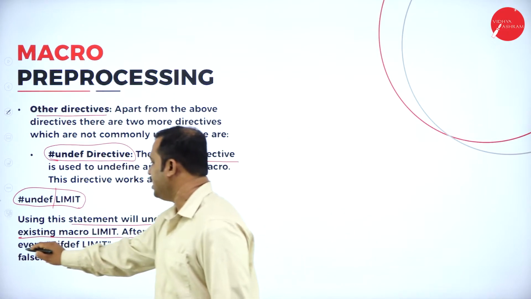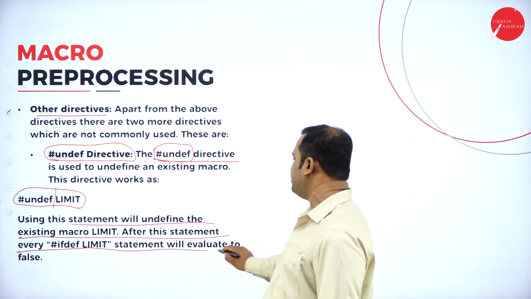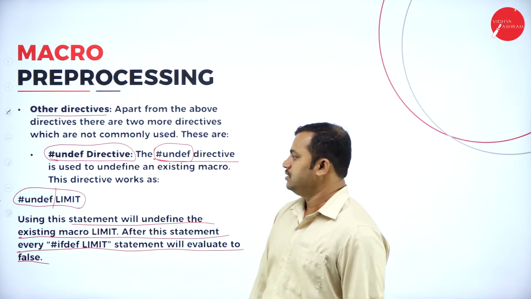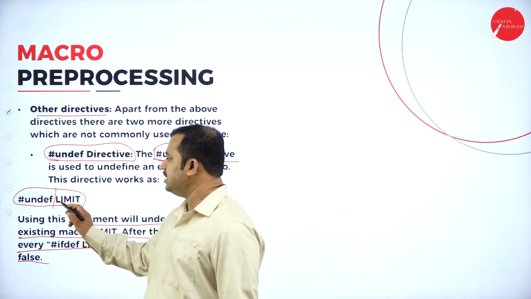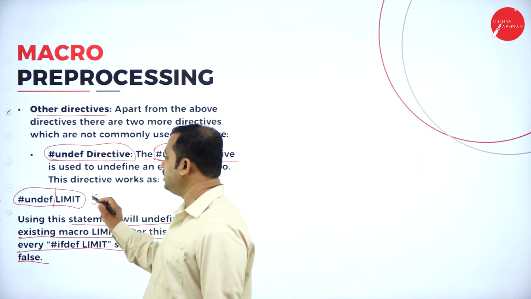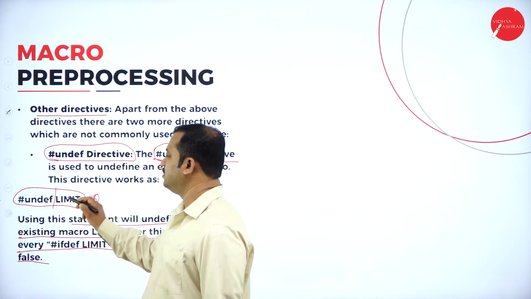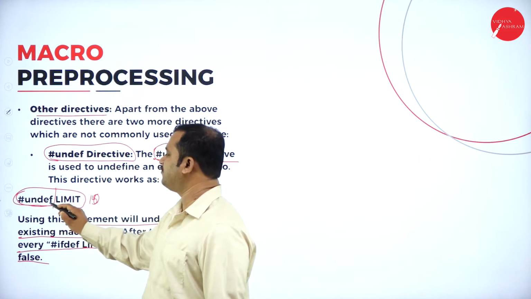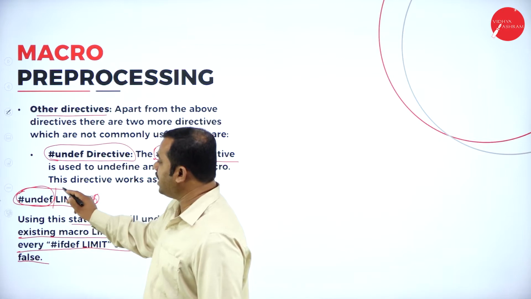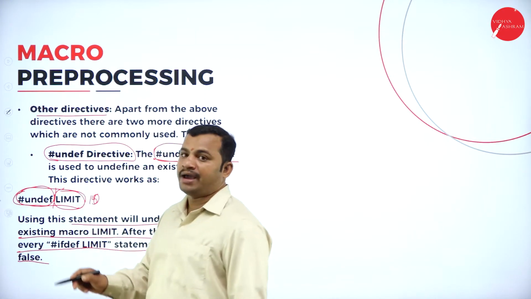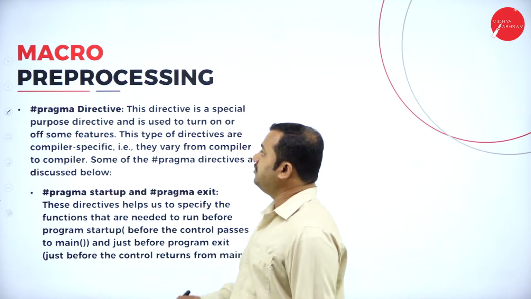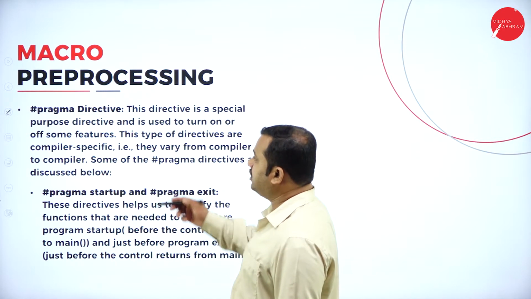Using this statement will undefine the existing macro limit. After this statement, every #ifdef limit statement will be evaluated to false. That means anything included within this, or any 5, or 10, or anything, if you include any of this directive with this #undef, that excludes the limit macro from the program. That is how it is going to be done. Then we shall look into the other type of directives.